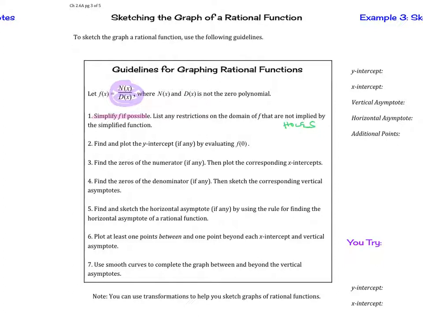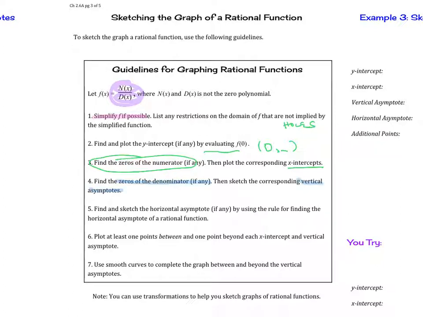Then you find and plot the y-intercept by evaluating f of 0. So remember, make x equal 0, and then you'll find your y-intercept. To find the x-intercept, all you do is find the zeros of the numerator, if there are any. So that's the shortest way to do that. Then you find the zeros of the denominator. Remember, the zeros of the denominator are our vertical asymptotes. We cannot have those values.